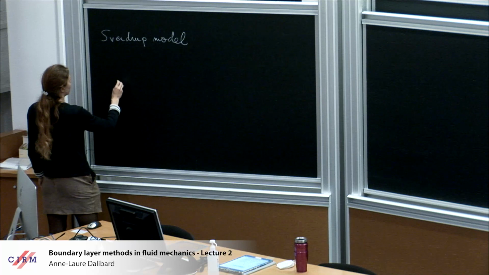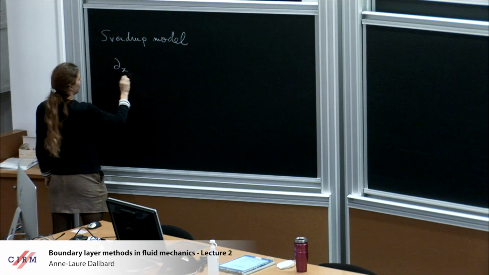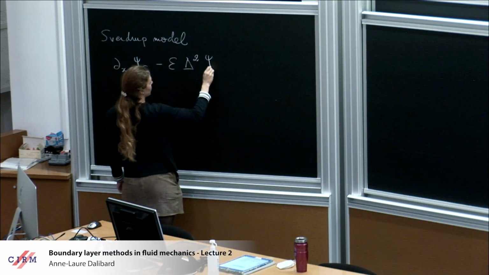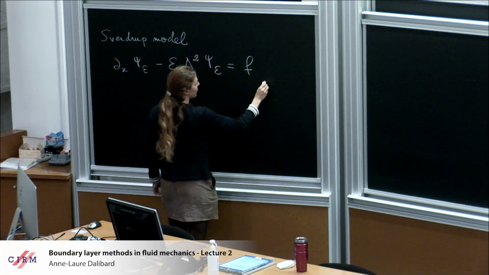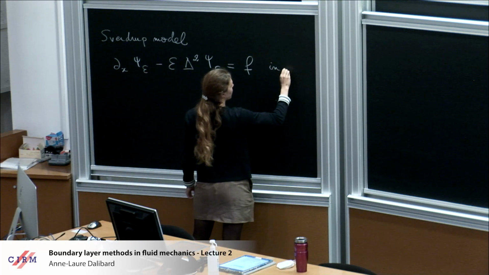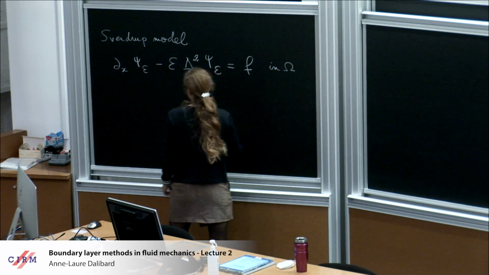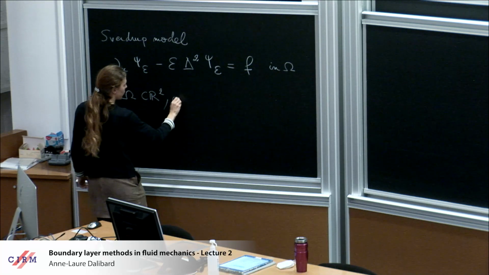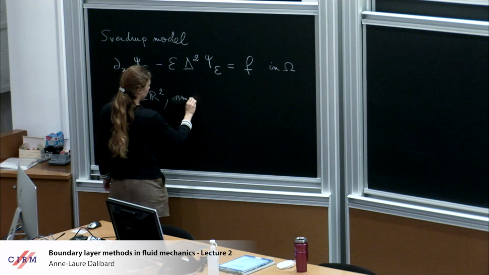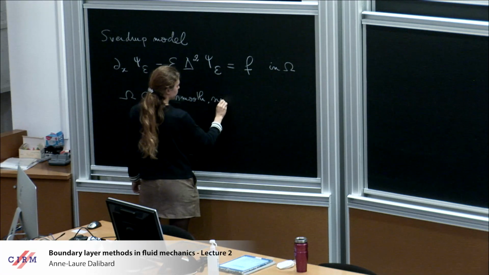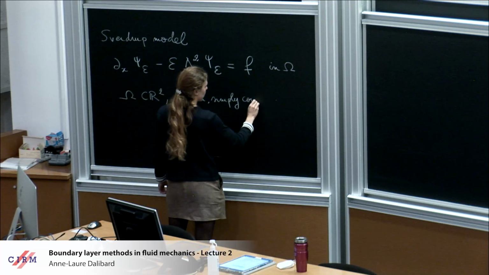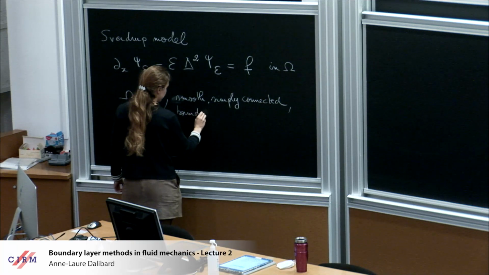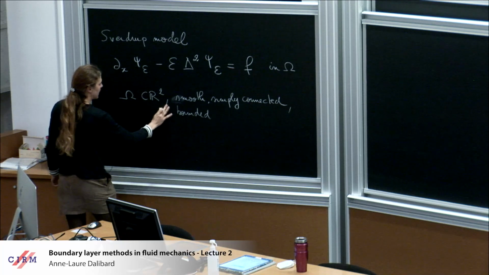And which is as follows. It is dx psi epsilon minus epsilon times the Laplacian of psi epsilon equals some source term f in a domain, which for the time being I'm just denoting by omega. So omega is a domain in R2. It's smooth and simply connected. Unbounded. I'll explain a bit what everything is here.